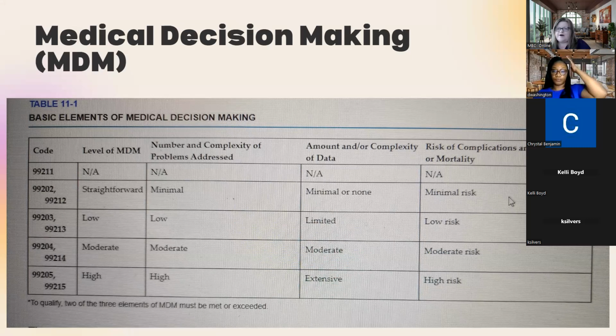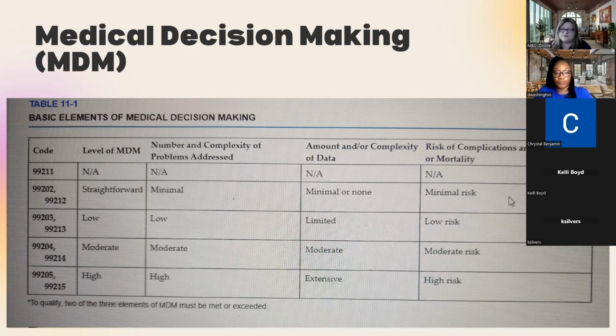And then they have three other columns that represent the elements that we talked about: the number and complexity of problems, the amount or complexity of data, and the risk of complications or mortality. As you go down, if they have a minimal number of problems, you're looking at straightforward. If they have a minimal amount of data, again, straightforward. If it's limited or moderate, it goes up from there, and you can see how the CPTs line up with those.